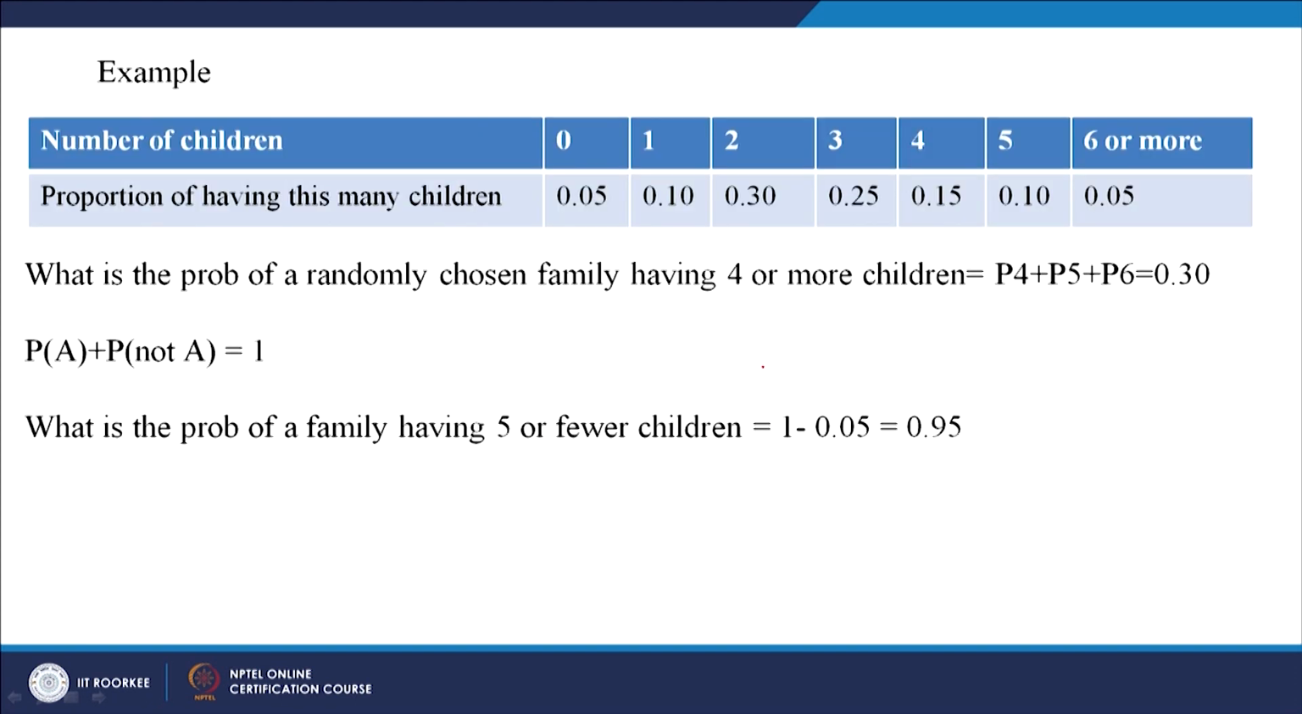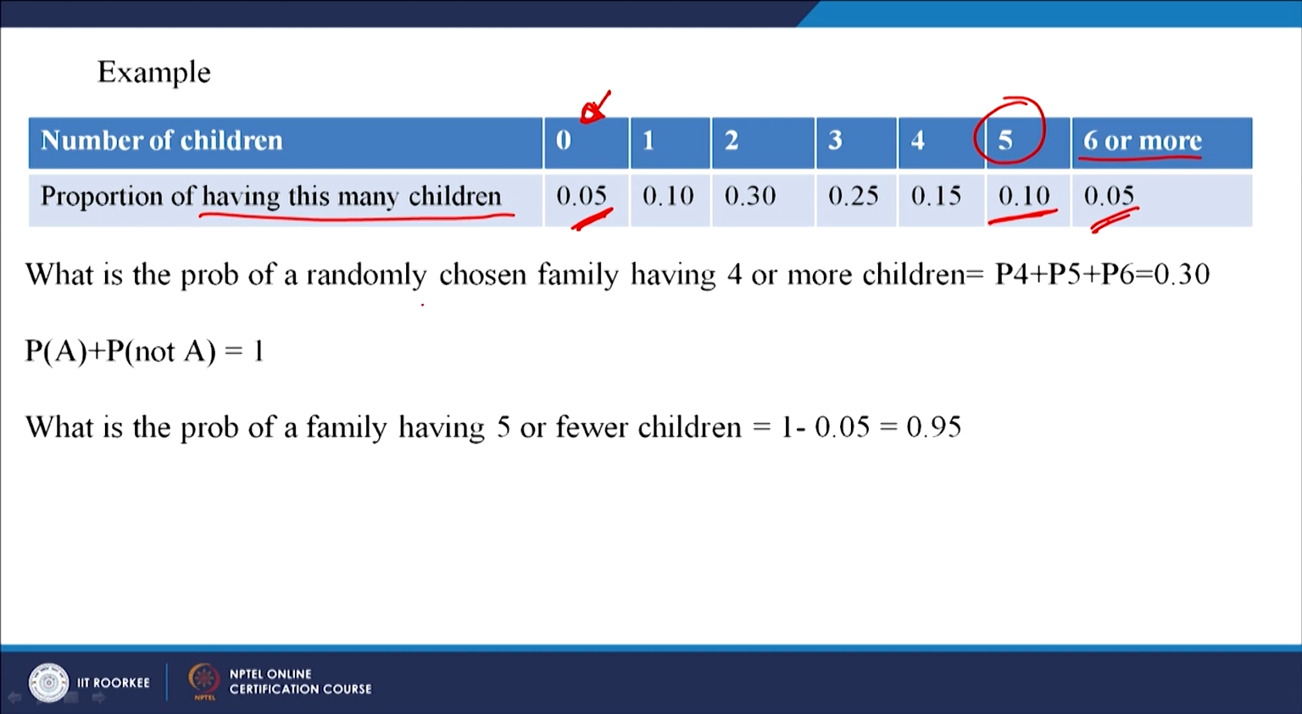Let us look at this example. In a survey of a city, you have found the proportion of homes having these many children. Zero, no child in a home, has probability 0.05. The probability that in a home there are 5 children is 0.10, and 6 or more is again 0.05. This information is given to you from a survey.